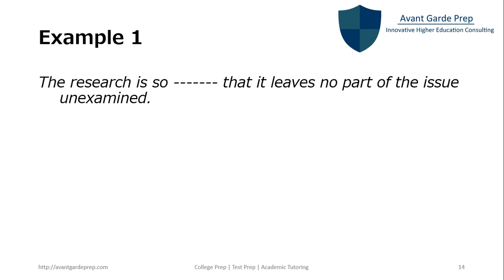Okay, now that we've gone through strategies, let's work through a couple of examples. Example 1. The research is so blank that it leaves no part of the issue unexamined. So this is a vocabulary and context question, because this part right here, leaves no part unexamined, is telling us what needs to be inserted, or what type of word needs to be inserted into the blank. That's our definition or clues to the definition.